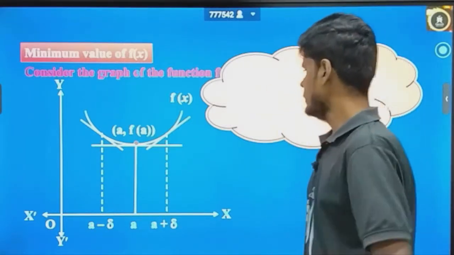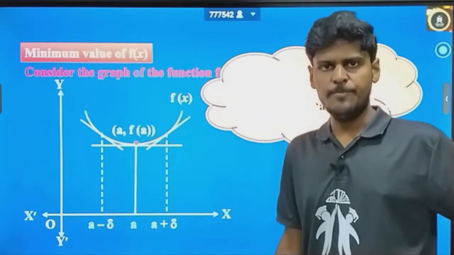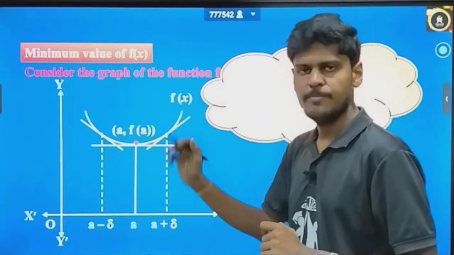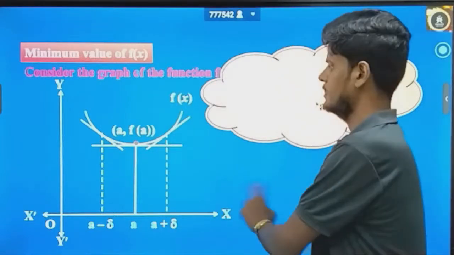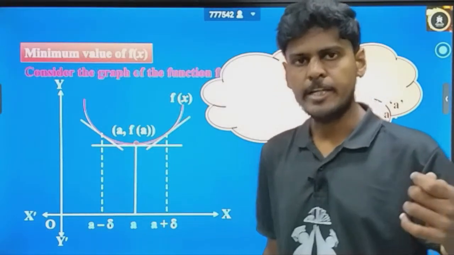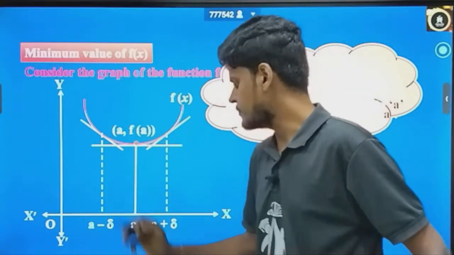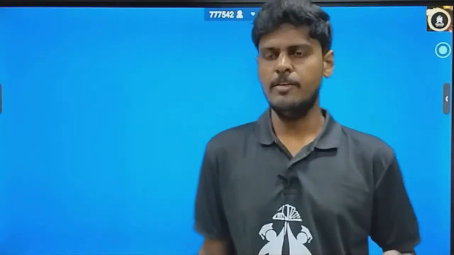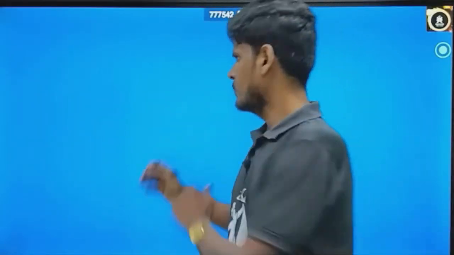So in the neighborhood of a, this f of a will be the minimum value in the entire interval. That means f of a is the minimum value, and a is the point of minimum. When we talk about point of maximum and point of minimum, generally we consider the x value, that is a here. So whenever we want to find the maximum or minimum value, we have to take the point of extremum, meaning the x value.